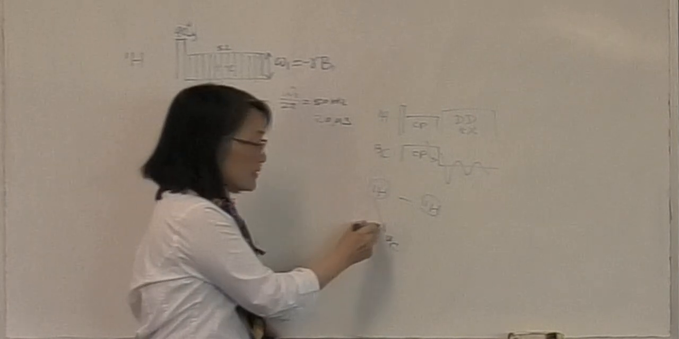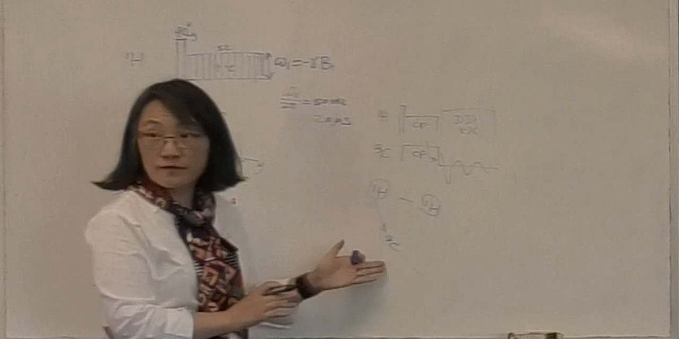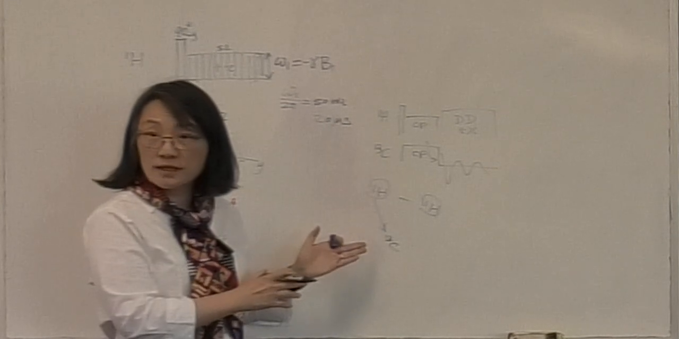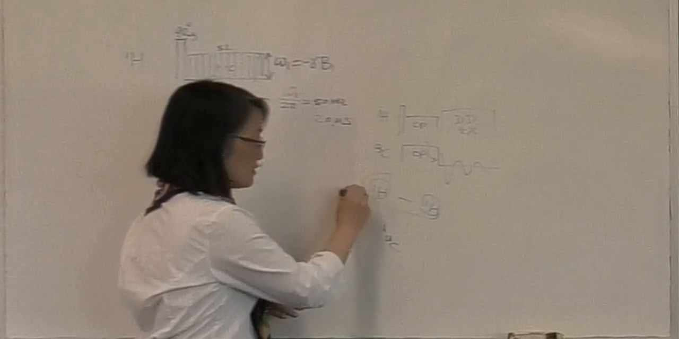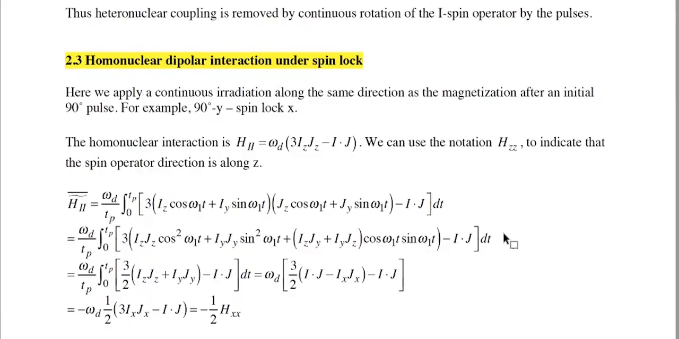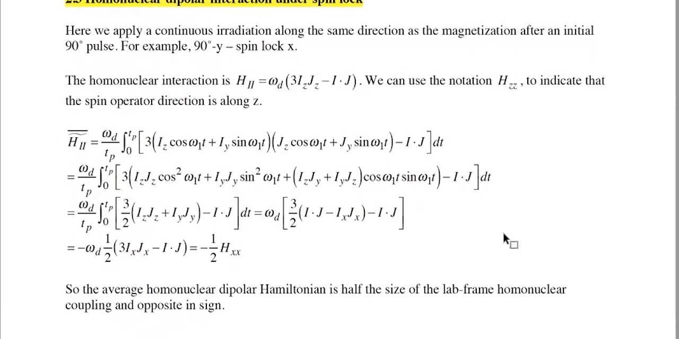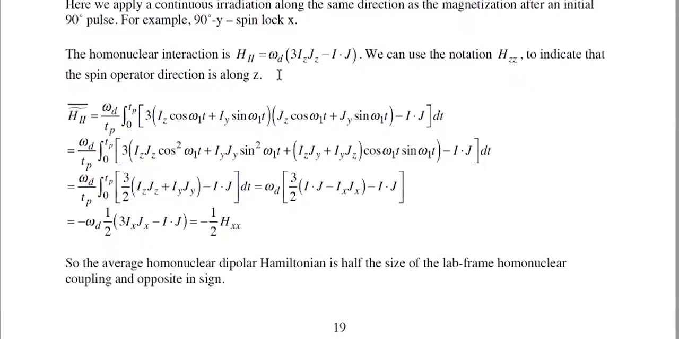So while you care about proton magnetization transferring to carbon, that's the purpose of CP, you can ask what happened to all of these interactions. Are you removing them, or are they still alive? That's an interesting question you should think about. And all right, so let's work out how this looks. Homonuclear dipolar interaction under spin lock. This is a little bit more work, but it's still relatively intuitive.